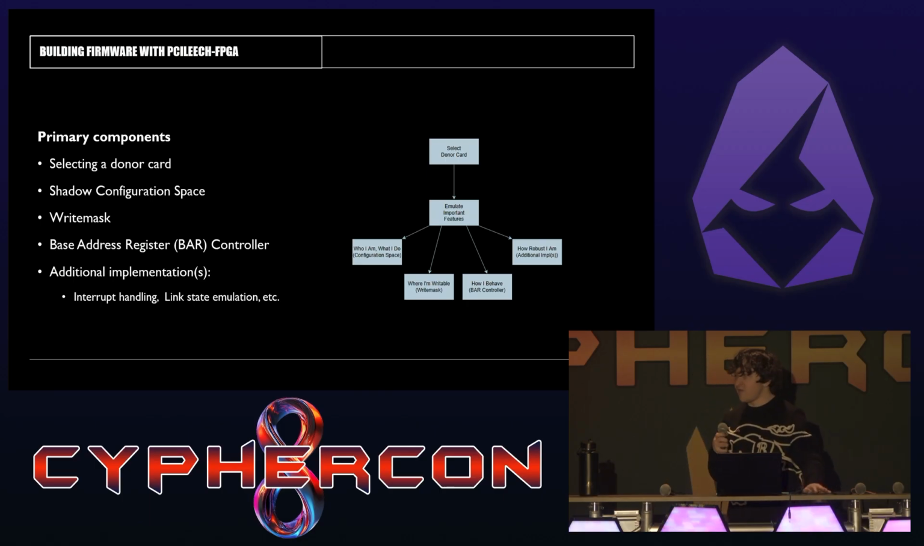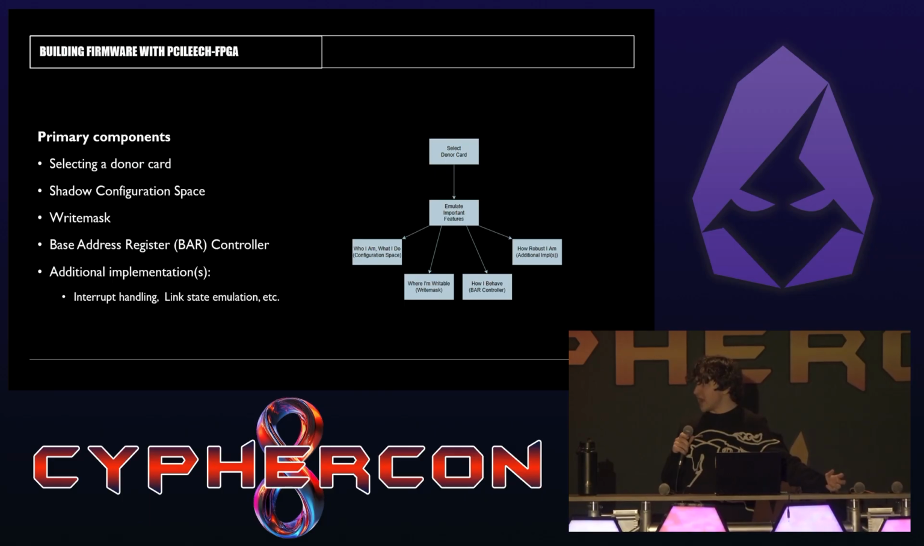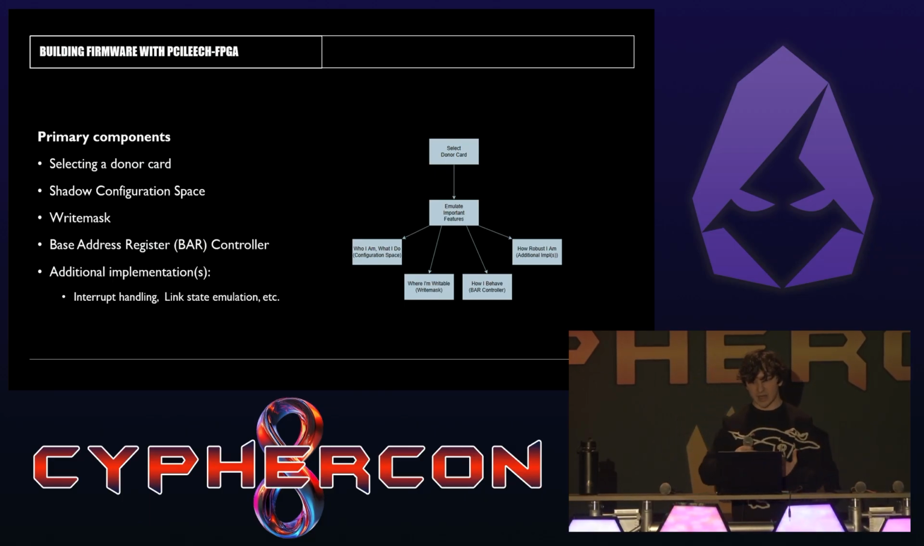So we first start off by selecting a donor card, which can be whatever you want. And then after that, we will create a configuration space to present that card as legal and define who we are, what we do. Then we'll step into the write mask, which defines writable bits within the configuration space. Then we'll move forward to a bar controller, which actually manages the memory and defines register for this behavior, which actually allows us to emulate how we act. And then we'll go over a couple additional implementations to really improve our emulation there.